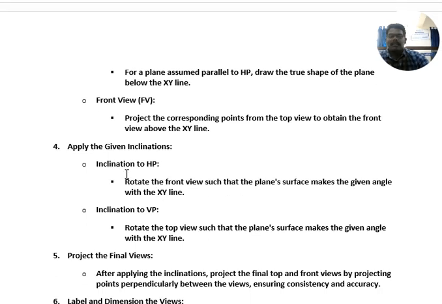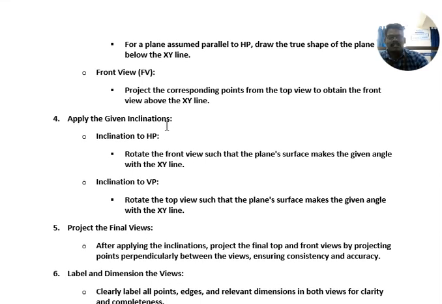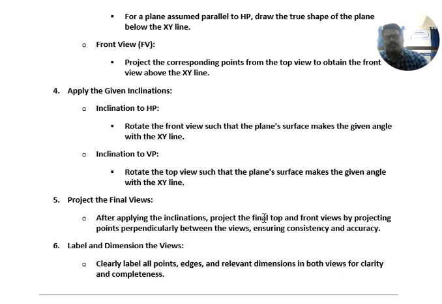Second step. The first step was the assumption. Why are we assuming? First, I want to know the true shape of the object. That's why I'm assuming. The second step is the actual conditions. Apply the given inclination. The plane surface may be inclined to HP or VP, sometimes inclined to one of the reference planes, or sometimes inclined to both. Say, for example, if it is inclined to HP, first rotate the front view such that the plane surface makes the given angle with the XY line. Suppose the plane surface is inclined to VP, rotate the top view such that the plane surface makes the given angle with the XY line.